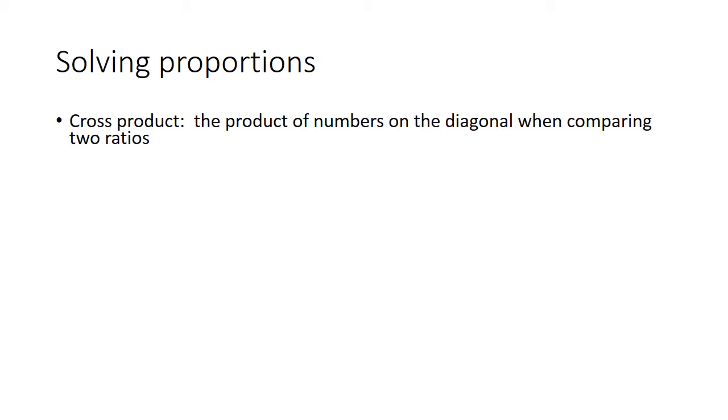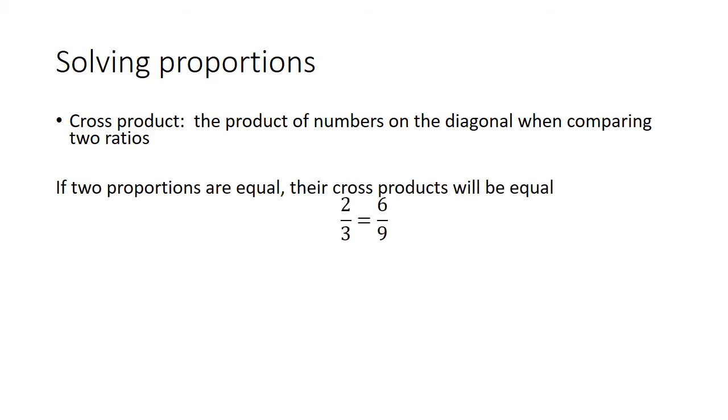The cross product is the product, which is multiplying, of the numbers on the diagonal when you compare two ratios. If we have two ratios that we are saying are equal, then their cross products are also going to be equal. What I mean by that is if we had 2 to 3 and 6 to 9, not as fractions, but as ratios, their cross products are going to be equal. Their cross product is here and here. So on the diagonal, if those are equal, then they are proportional.